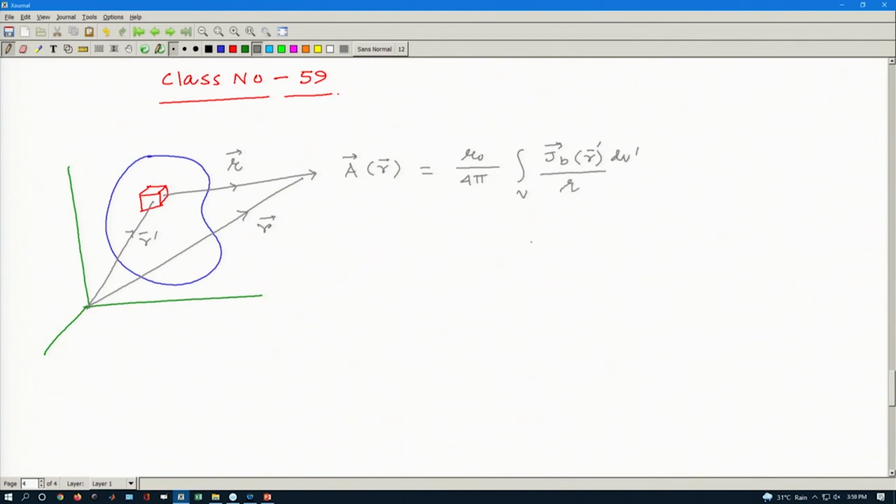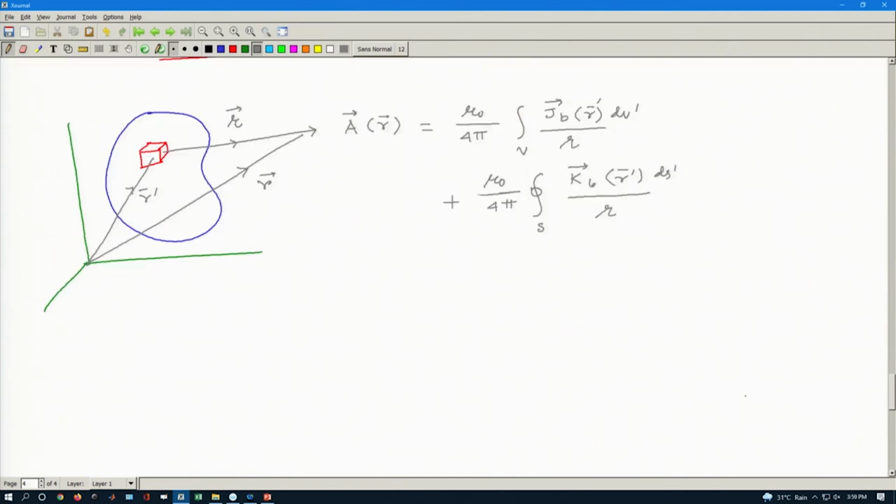divided by R, and another contribution was mu 0 divided by 4 pi, a closed surface integration, and that is the contribution of the surface bound current density, and then R. I should not put the vector sign here because it is like this.